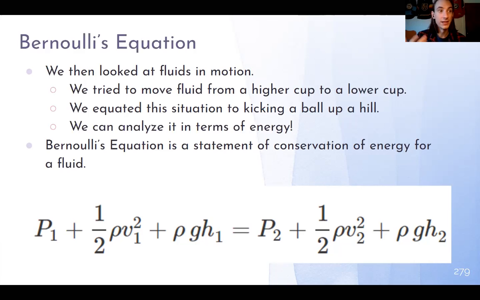We worked a little bit with energy bar charts, and we came up to this idea that in a fluid's flow, energy is going to be conserved. We came up with this conservation of energy statement for a fluid, which is going to be referred to as Bernoulli's equation. This idea that in a fluid's flow, the pressure, the kinetic energy per volume, and the potential energy per volume is going to equal at some other point the pressure, the kinetic energy per volume, and the potential energy per volume. And we're kind of saying, hey, these are equal.